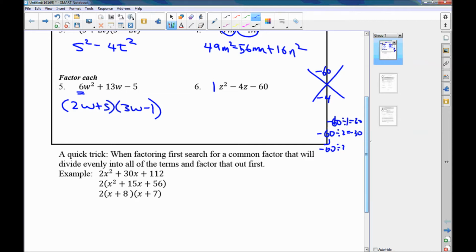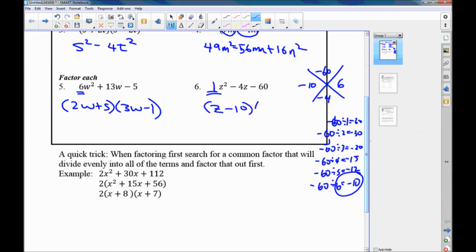Negative 60 divided by 3 will give me negative 20. Those don't add up. Negative 60 divided by 4 will give me negative 15. Those add up to negative 11. Still not there. Negative 60 divided by 5 will give me negative 12. Those add up to negative 7. Still not there. Negative 60 divided by 6. Oh, here we go. Negative 10 and 6. So that would be negative 10 and positive 6. And remember, since we had a leading coefficient of 1 here, we don't have to do any box. We can just put our two answers in factored form. So z plus 6.